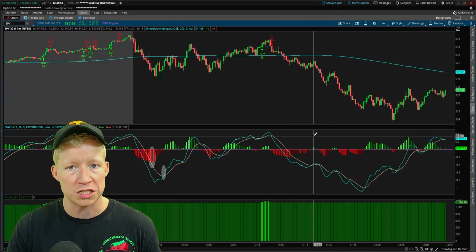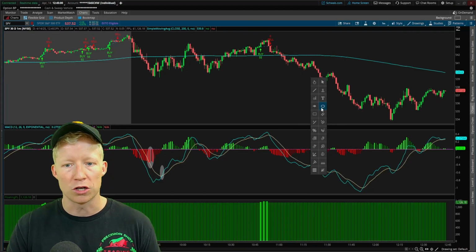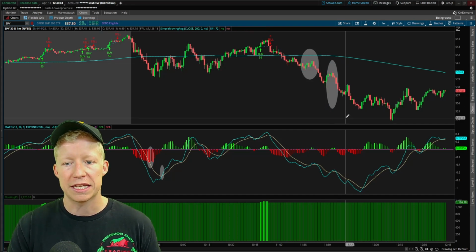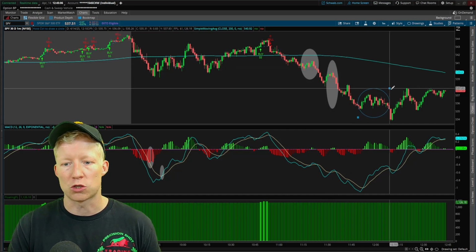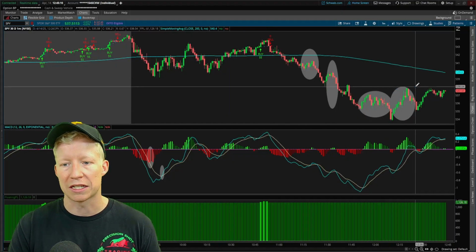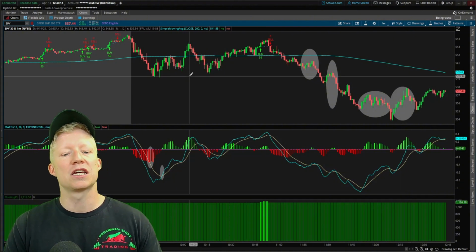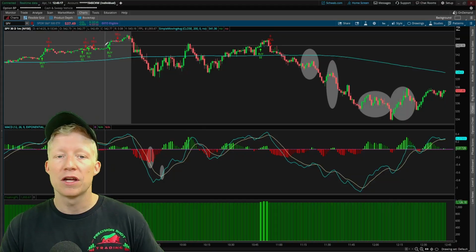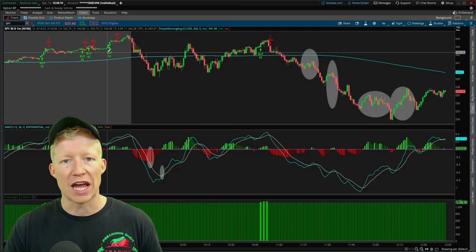I mean, look at all these crosses here that failed below the 200 simple moving average. You have one here on the MACD, you have one here, you have this one which worked out a little but mostly failed, and this one which worked out a little but mostly failed. Still, they just aren't bouncing as well as the ones that occur above the 200 length simple moving average.